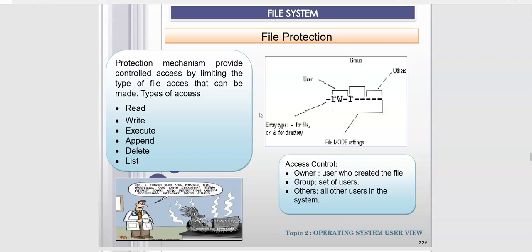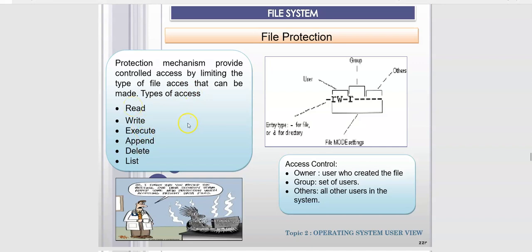Whether the other user can read only, or can read or write on the file, or can execute the file. For example, you create an installation file, you need to allow them to execute, to append, to delete the file or to list the file. Okay, these are the protections that you can set on your file.